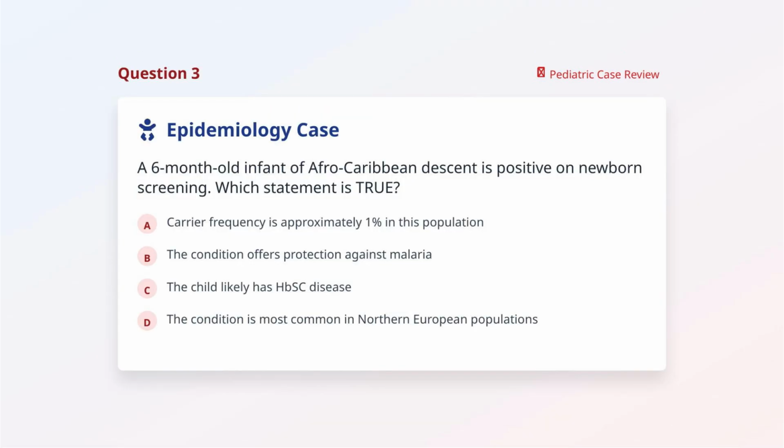A 6-month-old infant of Afro-Caribbean ethnicity is discovered to have sickle cell disease through newborn screening for hemoglobinopathies. Which statement is true? Option A, carrier frequency is approximately 1% in this population. Option B, the condition offers protection against malaria. Option C, the child likely has hemoglobin SC disease. Option D, the condition is most common in Northern European populations. Consider the epidemiological patterns, genetic inheritance, and evolutionary advantages associated with sickle cell disease in different populations.